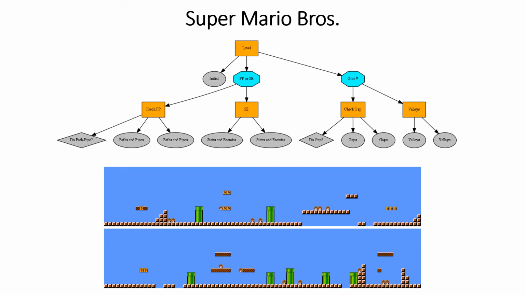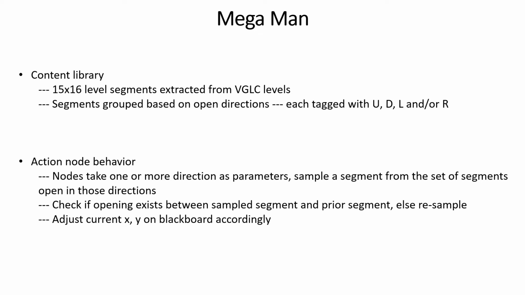So for example, in the do gap condition node under the second selector, we could check if the player has already lost a certain number of lives and then generate valleys instead of gaps to reduce the difficulty. Okay, so that's all for Mario. Next we have Mega Man. So here, similarly, the content library was made up of segments extracted from VGLC levels, but here we group the segments based on the directions in which they were open, that is, in which directions movement was possible, and accordingly tag the segments with up, down, left, and or right.